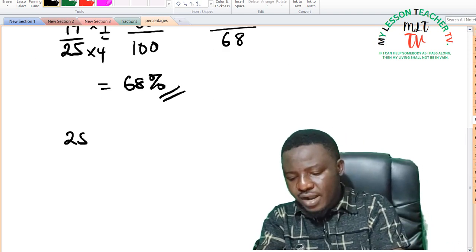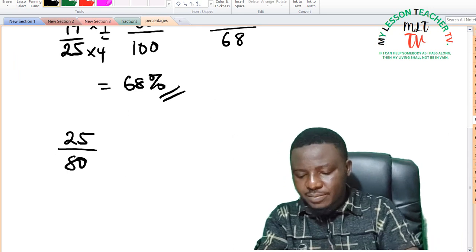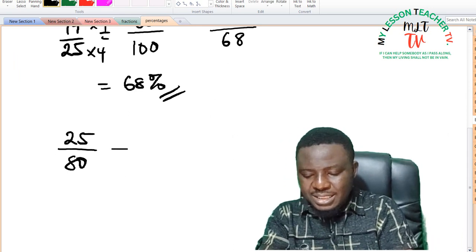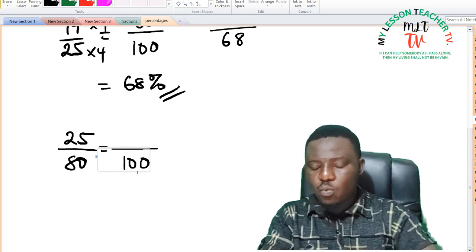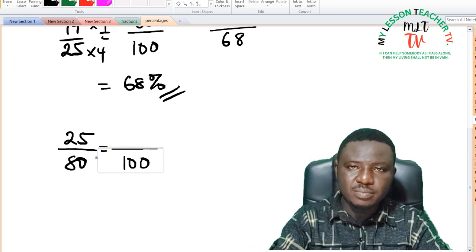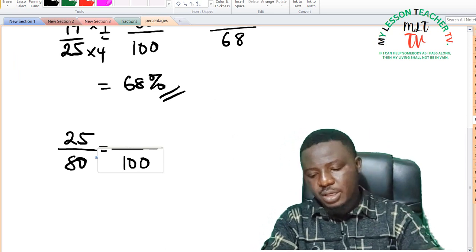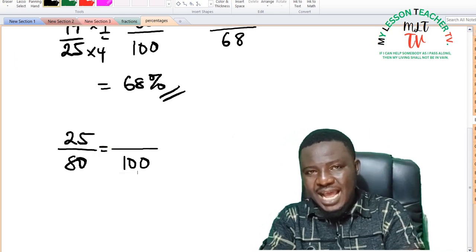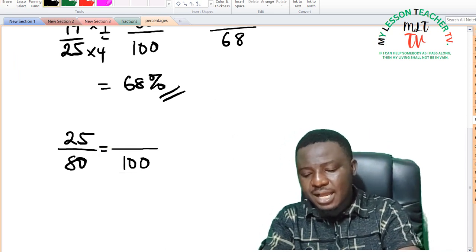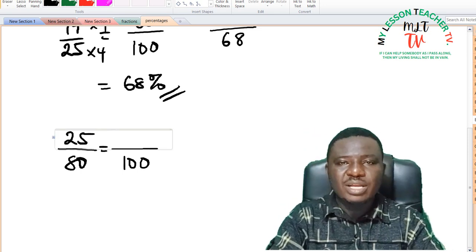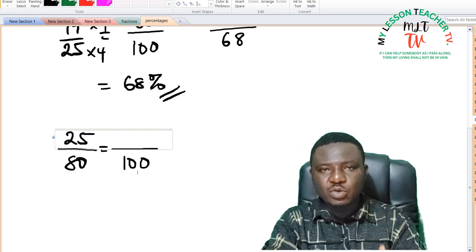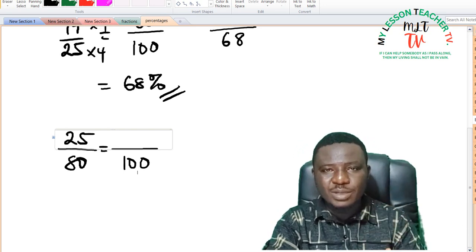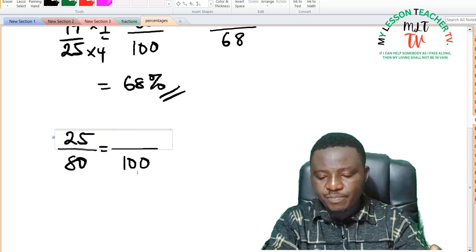This is said to be 25 divided by 80. So 25 divided by 80 is equal to dash over 100. What do you do? Divide 100 by 80 and multiply that answer by 25. Now, in this exercise, you will discover that the factor that has been used to multiply both the numerator and denominator is not a whole number.